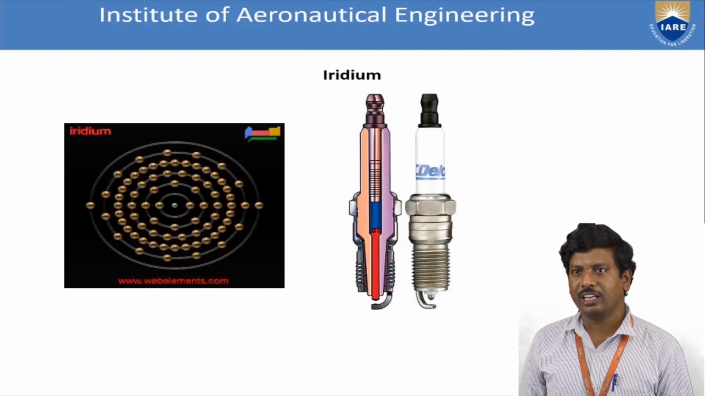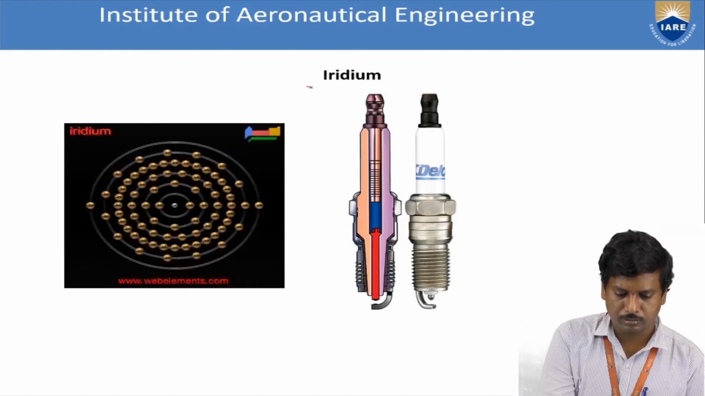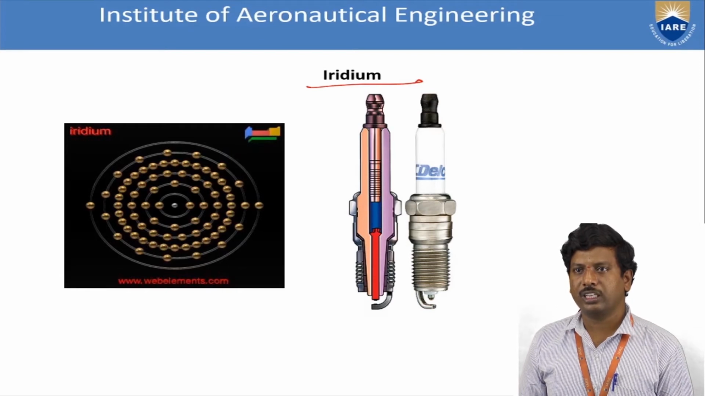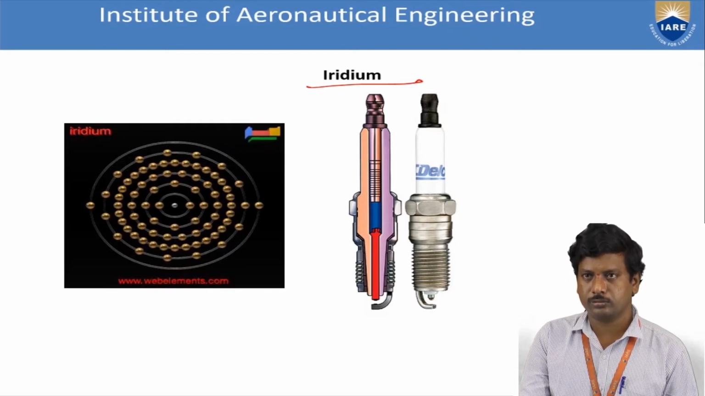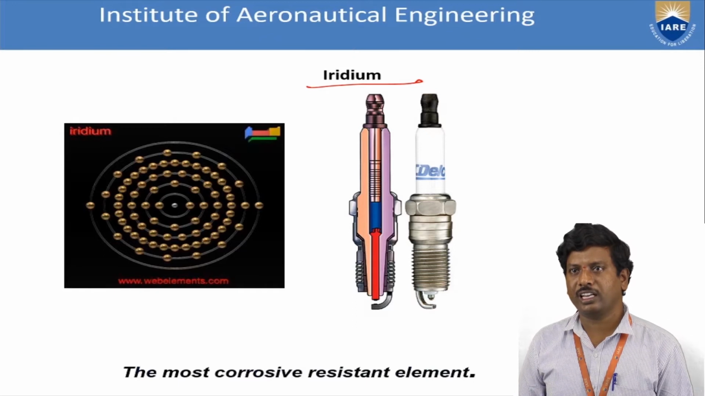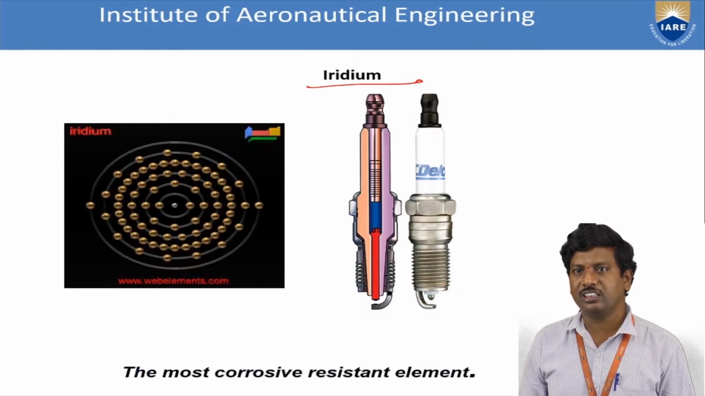Another element is iridium. Iridium is mostly observed in the spark plugs of motor vehicles. Motor running is very important for corrosion prevention, because the motor runs at high temperature and is linked with the engine oil. In the presence of engine oil and temperature, the rate of corrosion is very high. To overcome these conditions, the spark plug is mainly made with the iridium element. That means iridium can be considered the most corrosion resistant element.